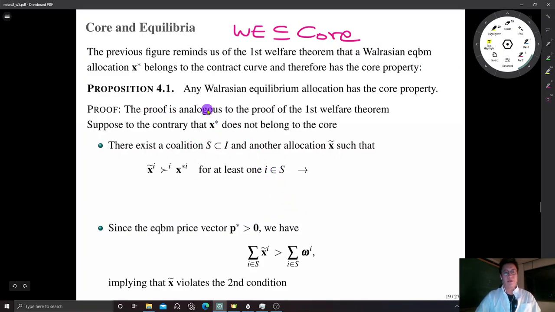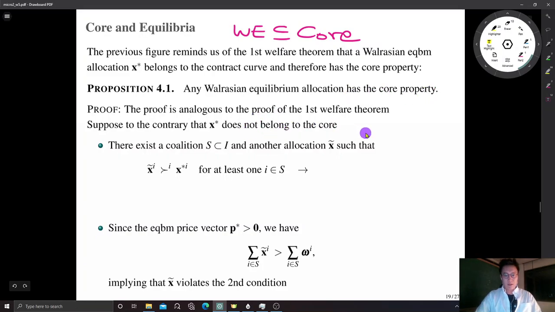So the proof is pretty much analogous to the proof of the first derivative theorem, where we show that Walrasian equilibrium is Pareto efficient. That is a proof by contradiction. We first negate the conclusion of this proposition. So suppose to the contrary that the Walrasian equilibrium allocation X star is not in the core, so it does not have the core property.